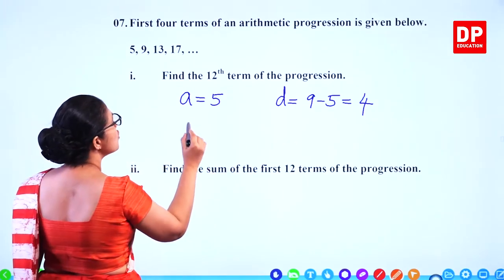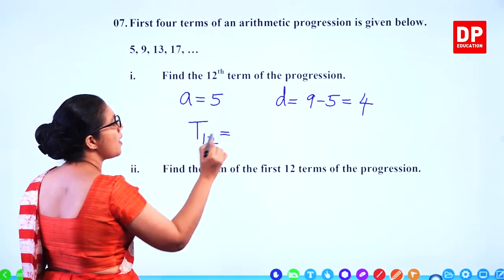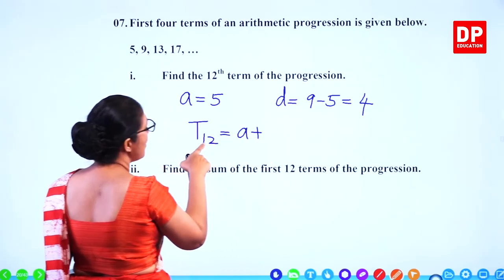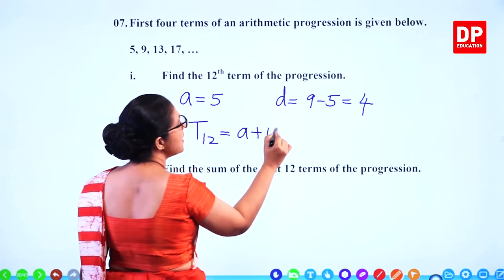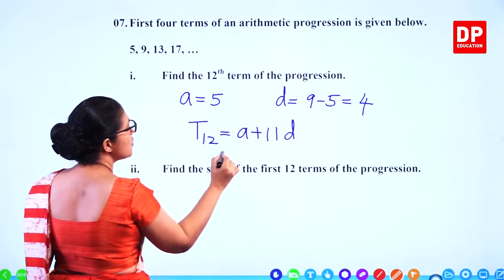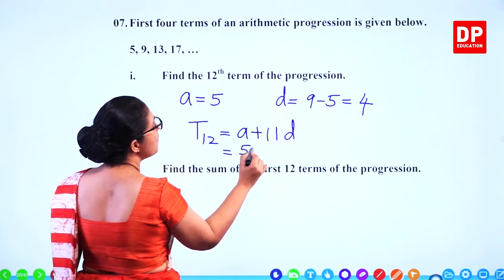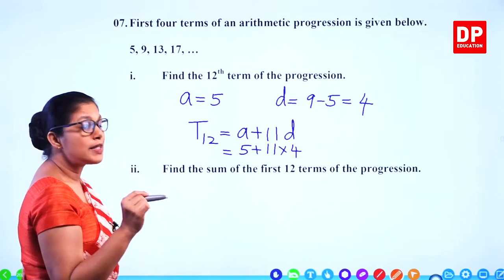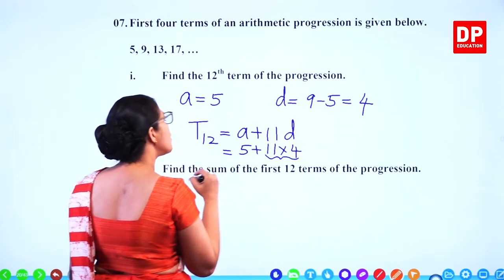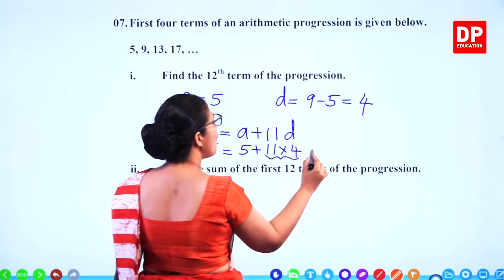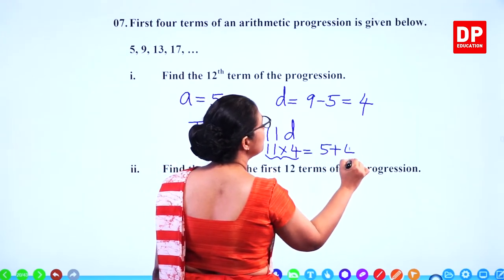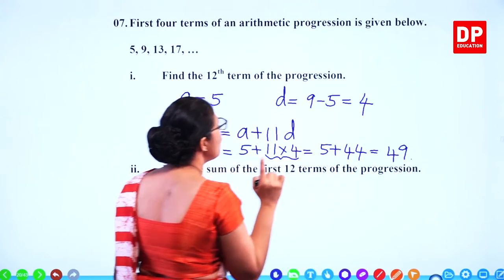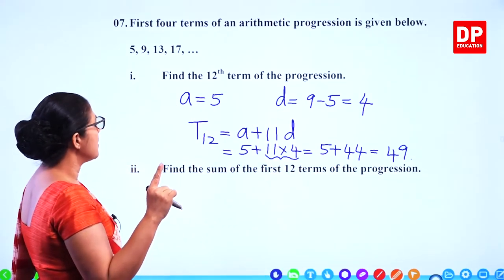So how do you find the 12th term? T12 is first term plus n minus 1, 12 minus 1 becomes 11d. Now substitute. A is 5. D is 4. According to BODMAS, you have to do multiplication first. 11 times 4, 44. 5 plus 44, 49. So 49 is the 12th term.